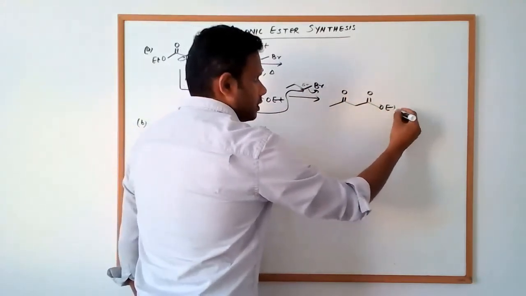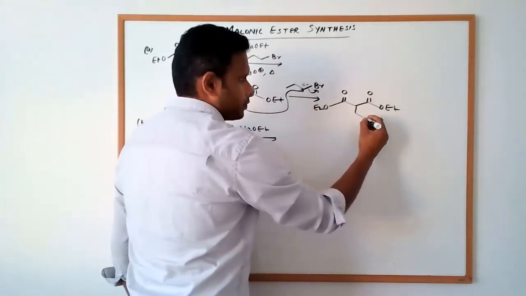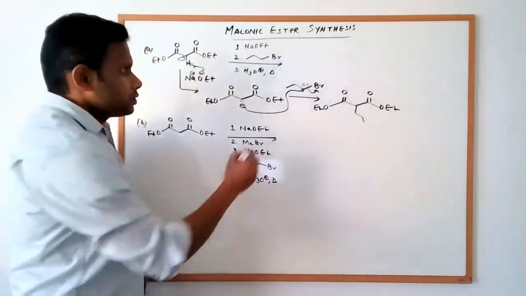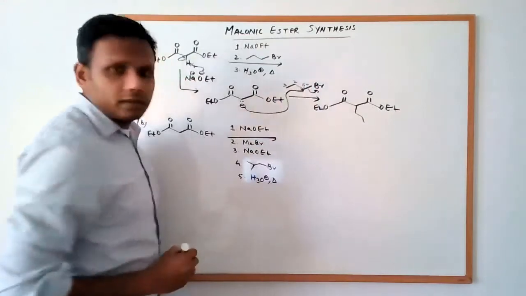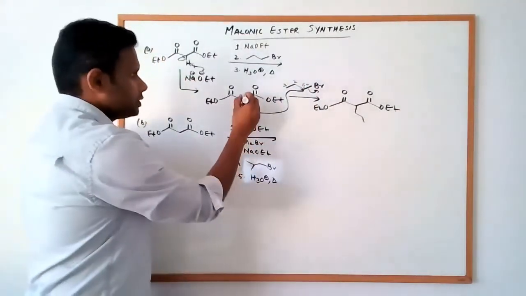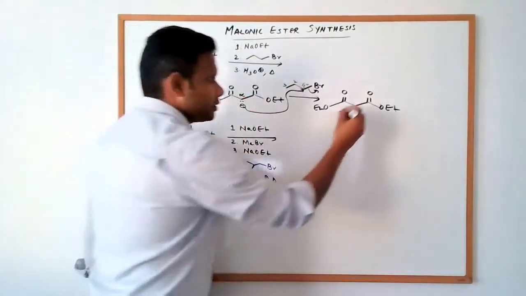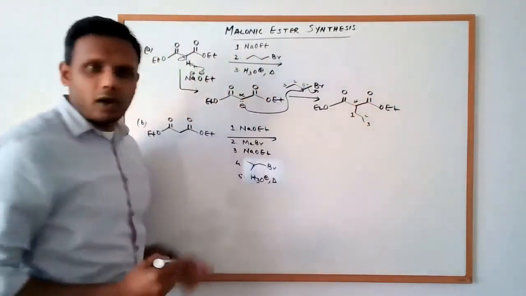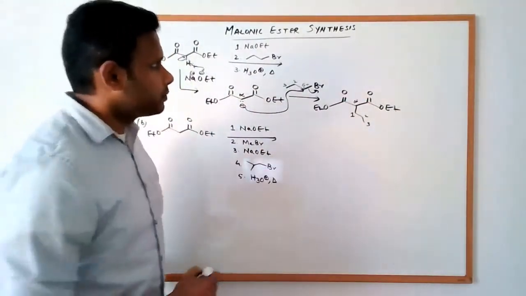Okay, so we get the alkylated diethyl malonate now. So there were 3 carbons here. And if you notice, to the alpha carbon, which was the nucleophilic center, I've added 1, 2, and 3 carbons. So I've added that propyl chain to that alpha carbon.